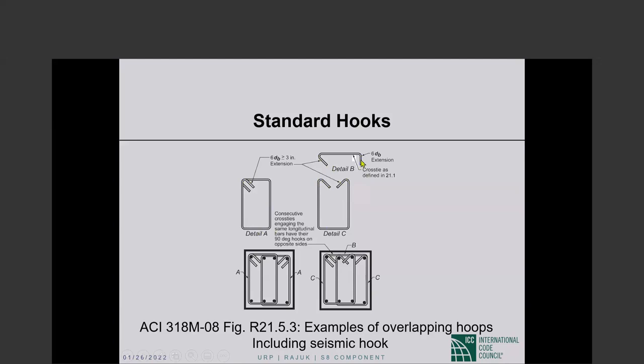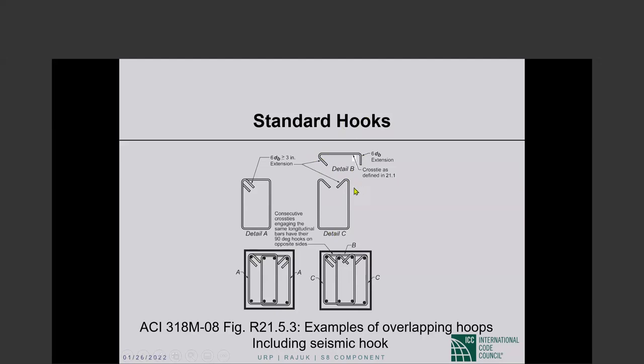what is called a cross tie, which will close the top, and the cross tie has one seismic hook and one standard hook. Okay, 90-degree bend plus 6 bar diameter extension. If the 90 degrees is on the right face on this hoop, on the next hoop, the 90 degree has to go to the left face and alternate.